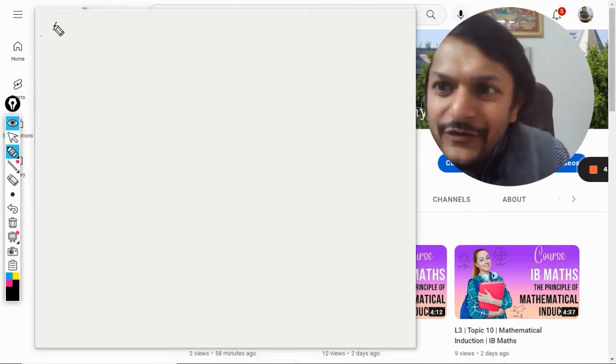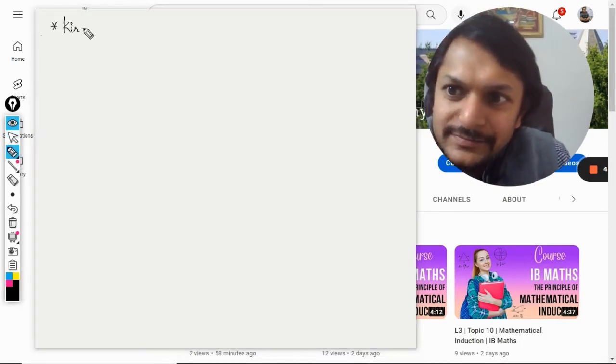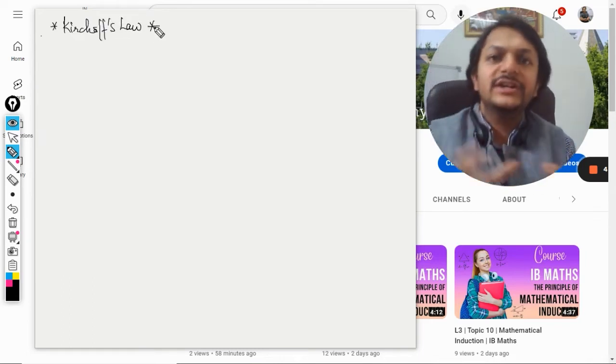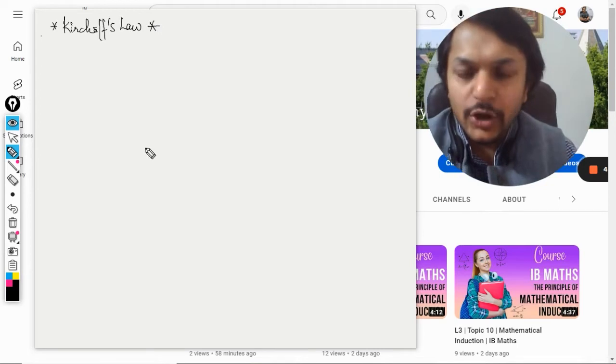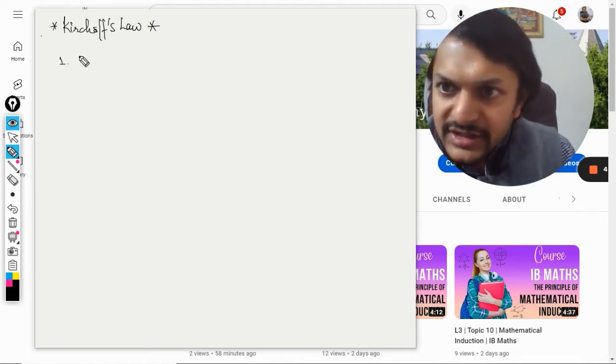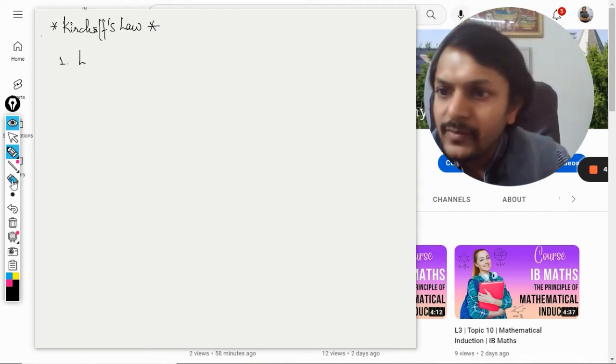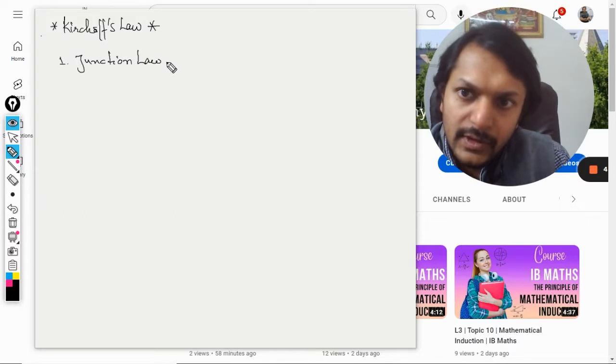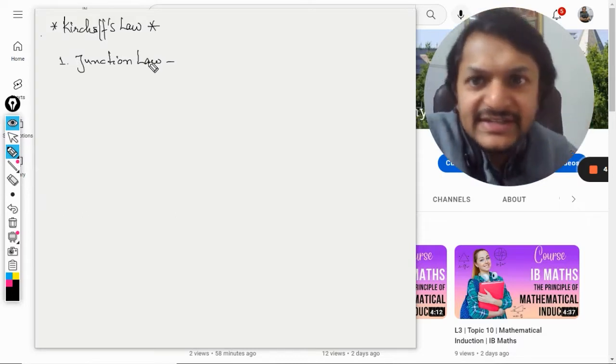First of all, Kirchhoff's law actually consists of two basic laws. The first law is the junction law. Now, what is this junction law? This is a very simple law.